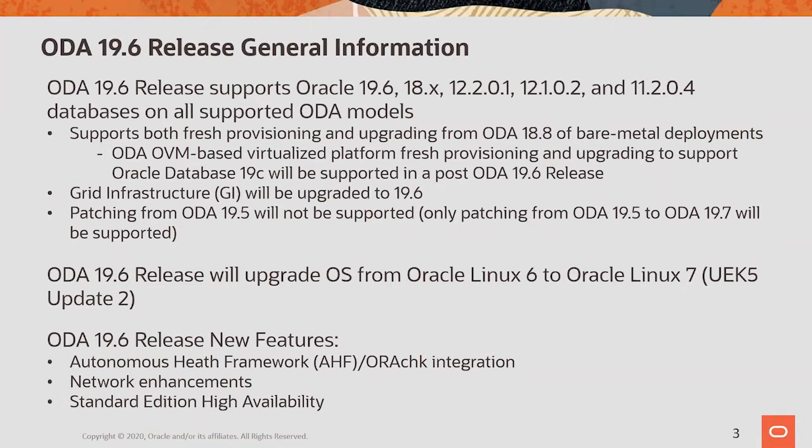And then the last part will be talking about some of the 19.6 new features. And so we have a few. One is the integration with AuraCheck, that we'll talk about a little bit later with the details, as well as network enhancements. And then, of course, the new standard edition high availability feature. You have a lot of slides to go over on that feature, right?